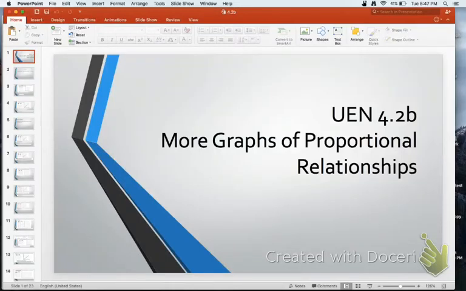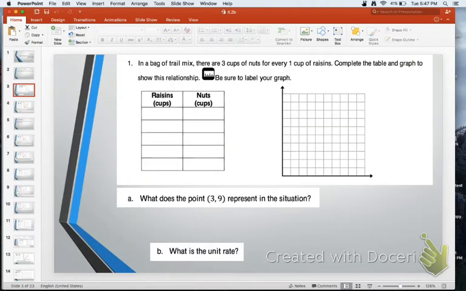Hi class, so we're back looking at more graphs of proportional relationships. Let's go right into some of the problems we did in class so you can review how to do these.